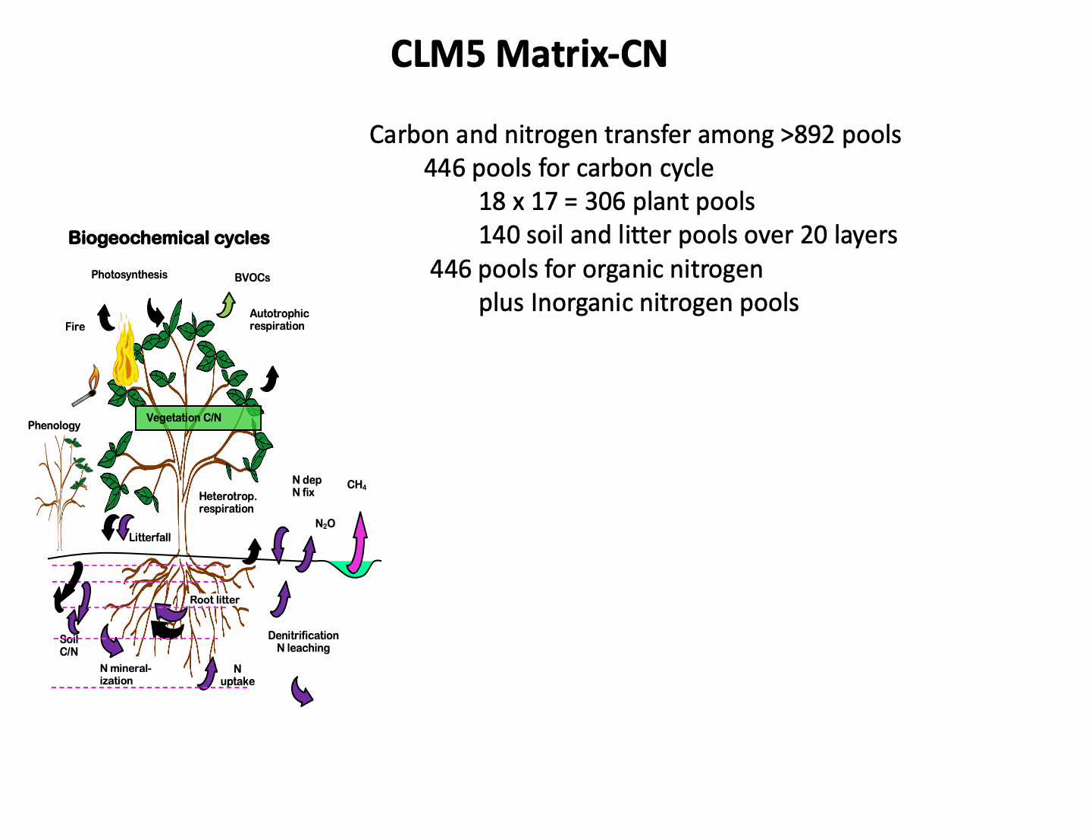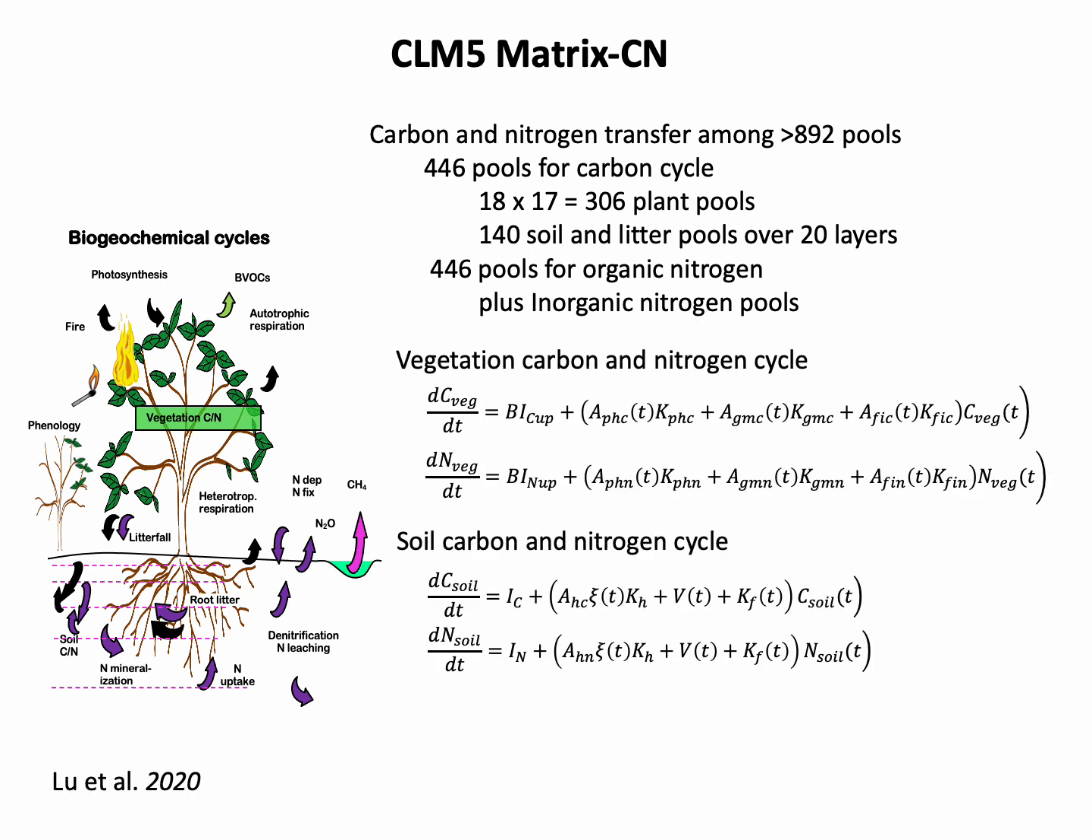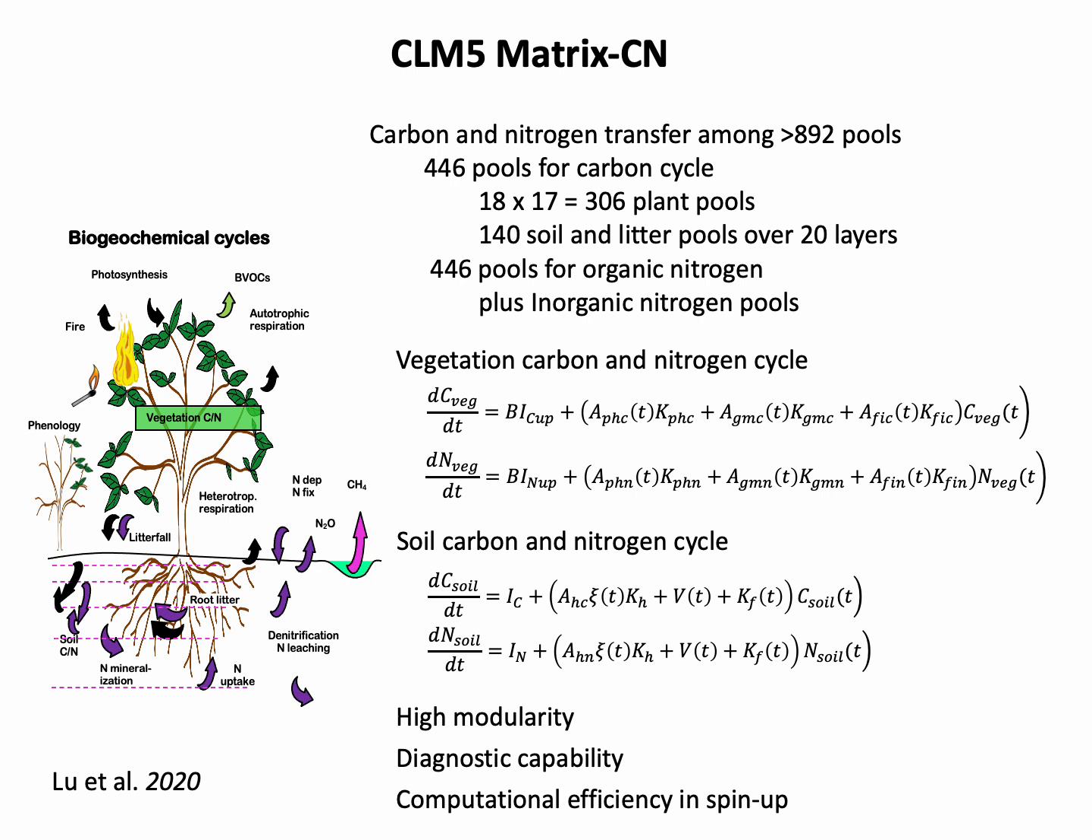The latest version of CLM, which is CLM5, uses nearly 450 pools to describe carbon movement and another 450 pools to describe the nitrogen cycle. Chris Liu has converted the CLM carbon-nitrogen cycles into 4 matrix equations: 2 for the vegetation carbon and nitrogen cycle, 2 for the soil carbon and nitrogen cycle. Once converted, the matrix equation makes CLM more modular, easier to diagnose, and computationally more efficient for spin-up.